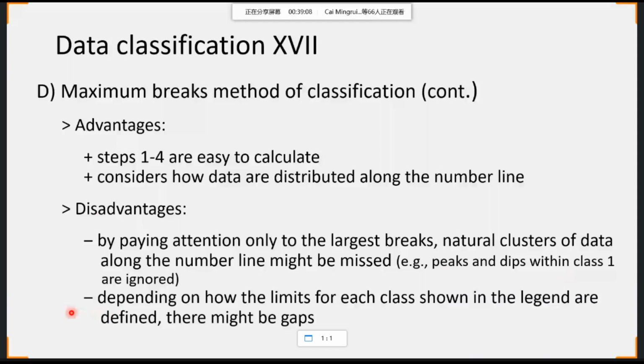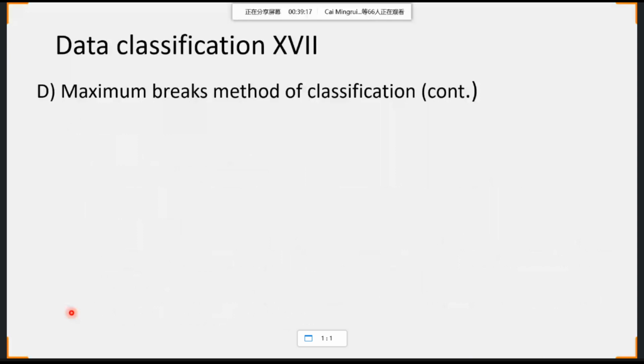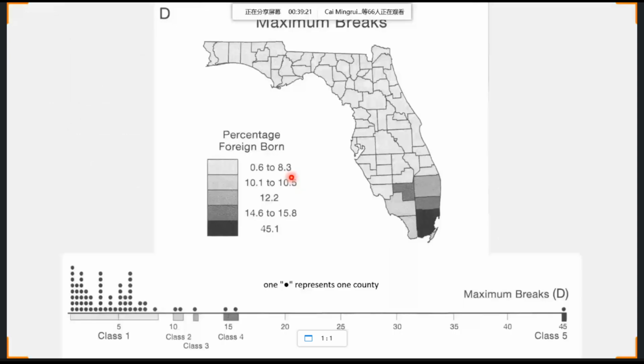And depending on how the limits for each class shown in the legend are defined, there might be gaps. So, of course, I go back again. You could compute it in a different way. So you can close these gaps. You can close the gaps here, but again, as it is the maximum breaks method, it's somehow natural to have these gaps. But still, it might be difficult for users to understand that.